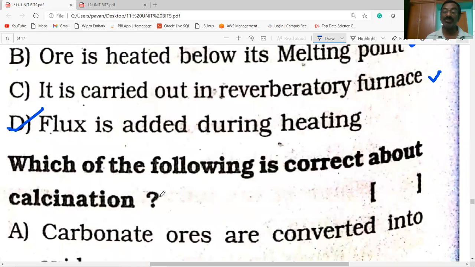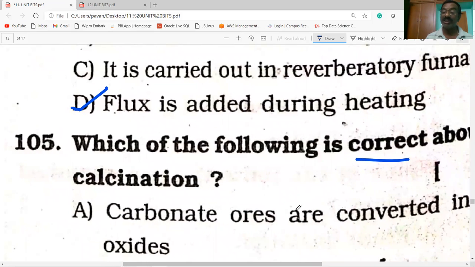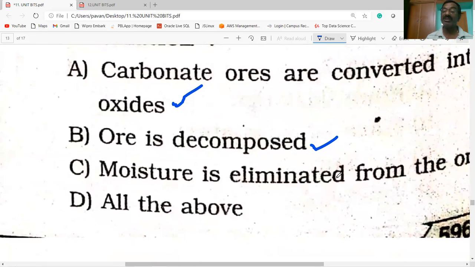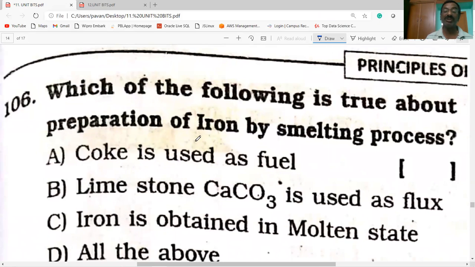Which of the following is correct about the calcination? Calcination tho correct statement edi? Carbonate ores are converted to oxide. It is correct one. Ores decomposes. Carbonates converted into oxides and carbon monoxide is eliminated. So all are above. So option D is correct.